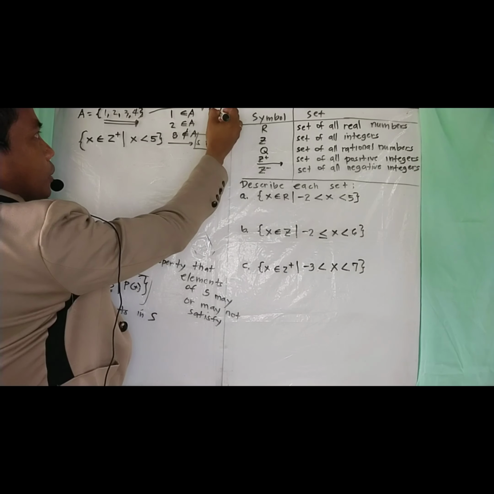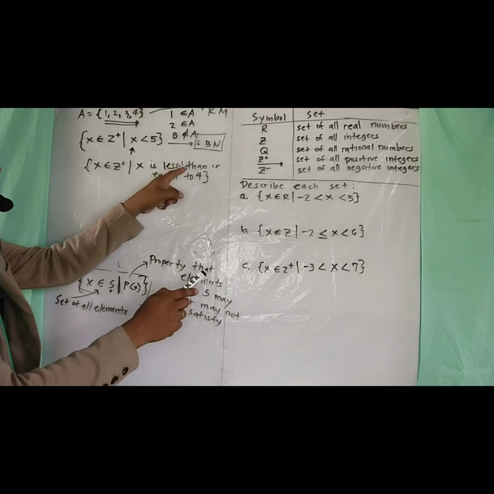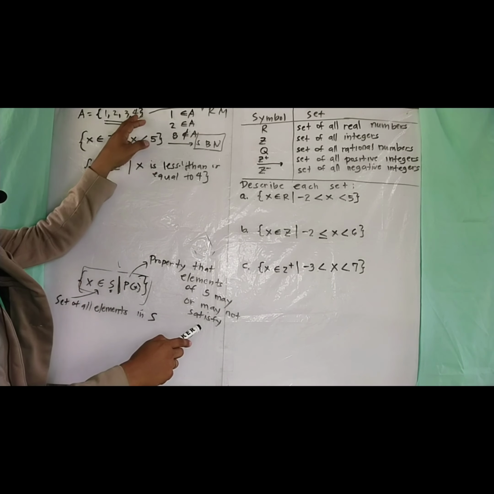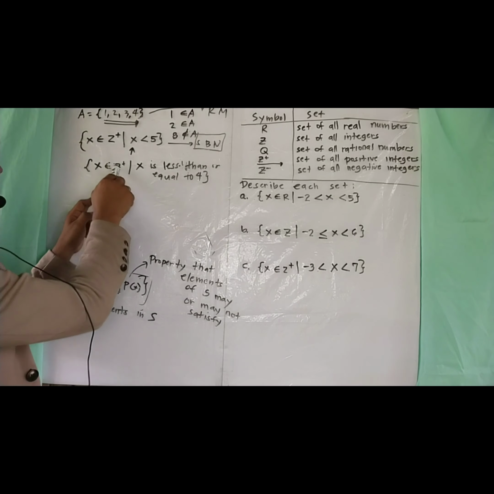is less than or equal to 4. This can be in words and this can be in symbols. We have x, or the element of this set, is less than or equal to 4: 4, 3, 2, 1. And all of them are in the set of all positive integers. So, for example, we're going to have this problem.